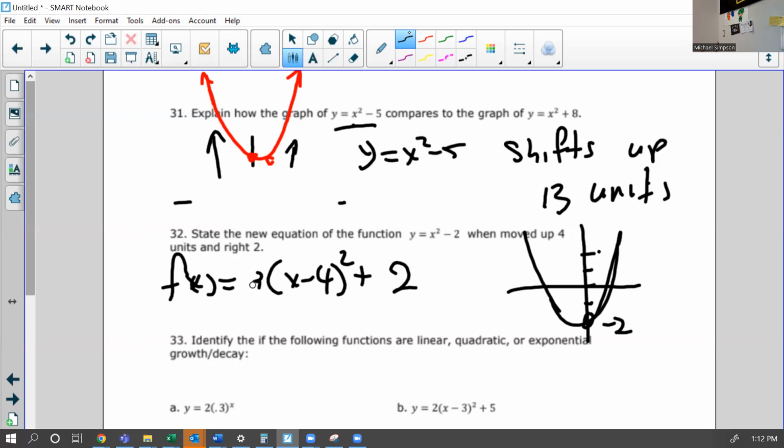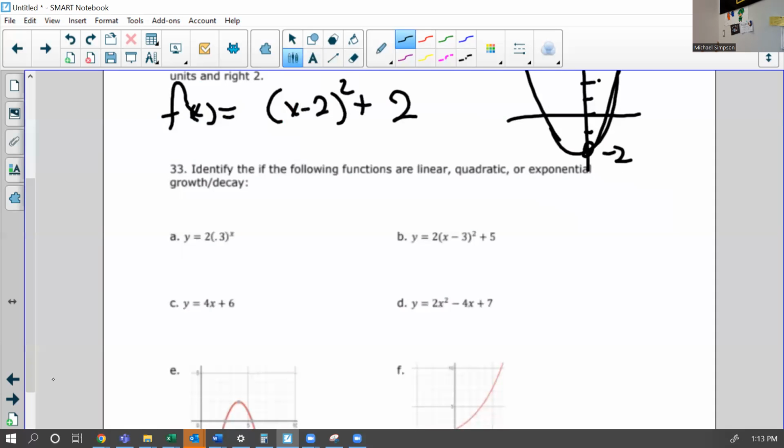We can just replace a. Okay, that's it. So x minus 4, it moves 4 units to the left. I'm sorry, to the right, and went up 4 units. I'm sorry, it moved up. And oh, right 2. I'm sorry, right 2. I apologize. Right 2 units. So x minus 2. Good. All right, 33.